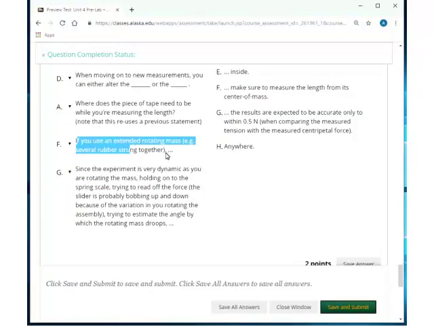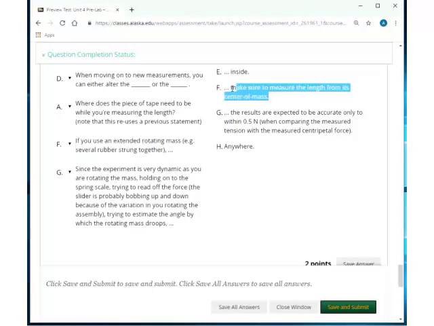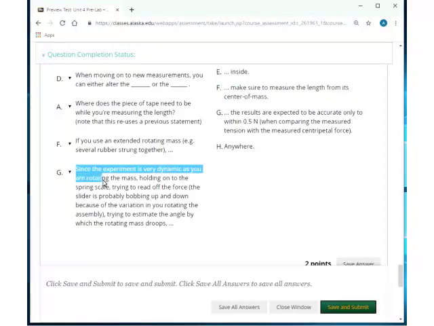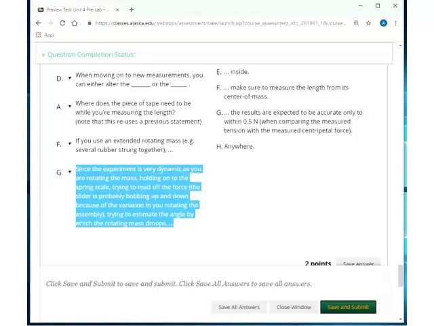If you use an extended rotating mass, then make sure to measure length from its center of mass. And since the experiment is very dynamic, as you are rotating a mass holding onto it, and I just mentioned that the error could be somewhat larger. You will find that out.